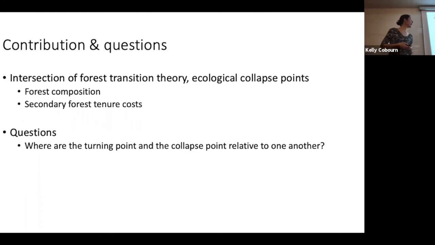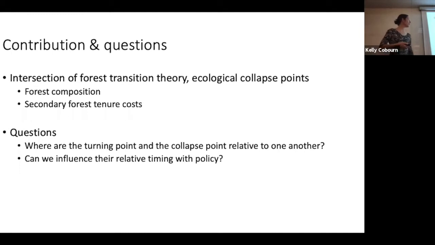Our questions concern where is the forest turning point? Where do we get that minimum point in terms of net forest cover in the system? And what is the timing of that turning point in the system relative to the potential collapse point? So we're thinking about when does the collapse point potentially occur prior to the forest turning point? And what factors might increase the distance between the two?